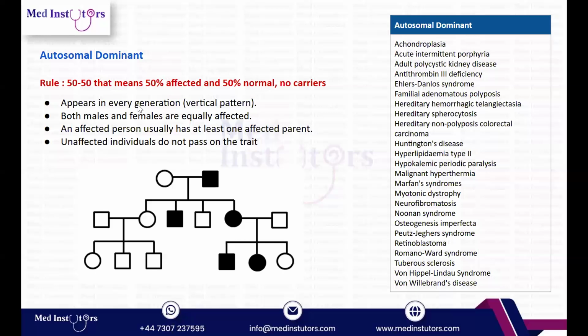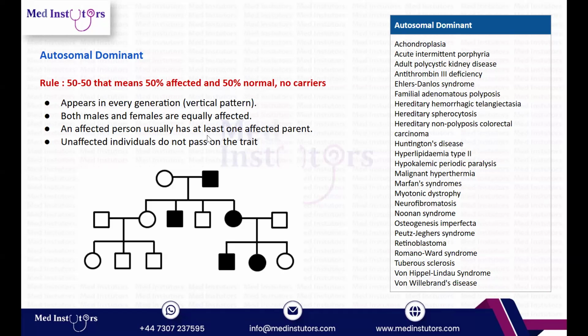It appears in every generation. That means it has a vertical pattern of transmission. Both males and females are equally affected. Since it is an autosomal genetic disorder, it has nothing to do with gender, or it is not gender specific. So it can equally affect males and equally affect females.